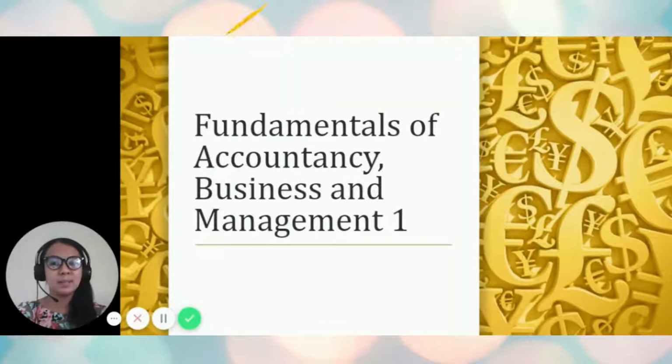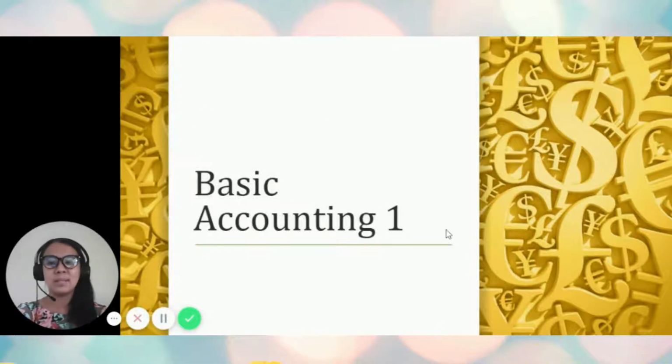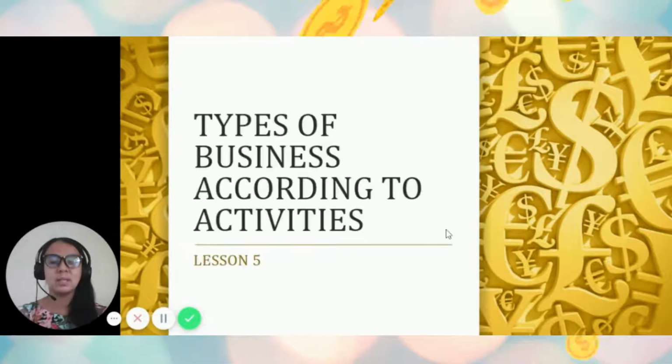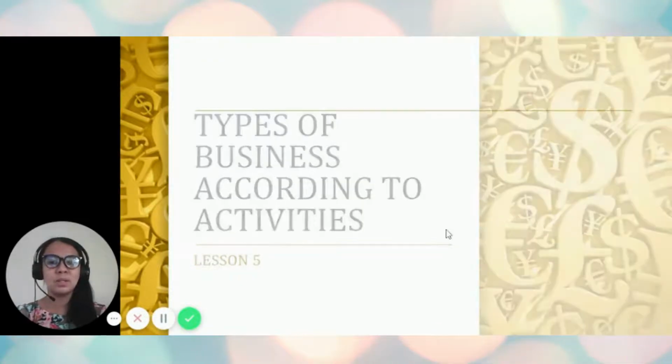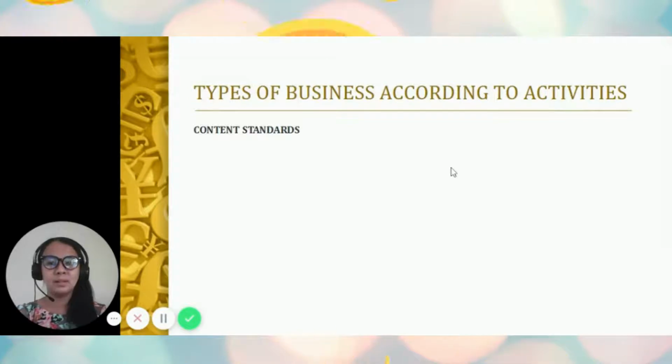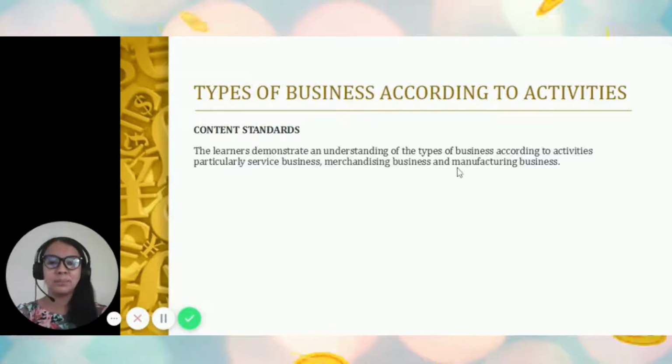Welcome back to Fundamentals of Accountancy, Business and Management 1. We're still studying Basic Accounting 1, and for this lesson, we're going to talk about types of business according to activities. The content standards: the learners demonstrate an understanding of the types of business according to activities, particularly service business, merchandising business, and manufacturing business.